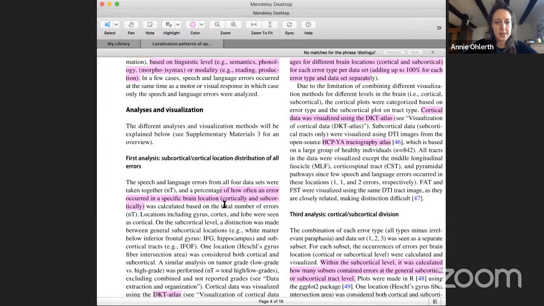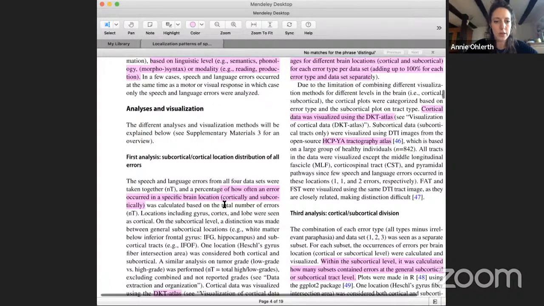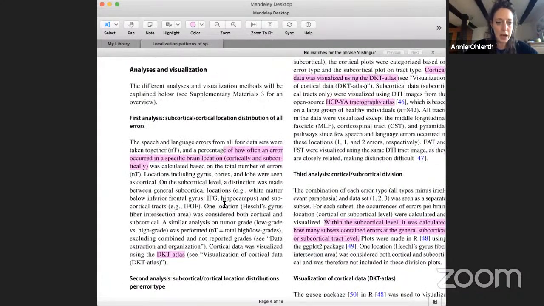As for the analysis, as they pointed out in the goals of the paper, it was just to see how many errors there were, which kind, and then also make a division between whether it was a cortical or a subcortical area where this happened.